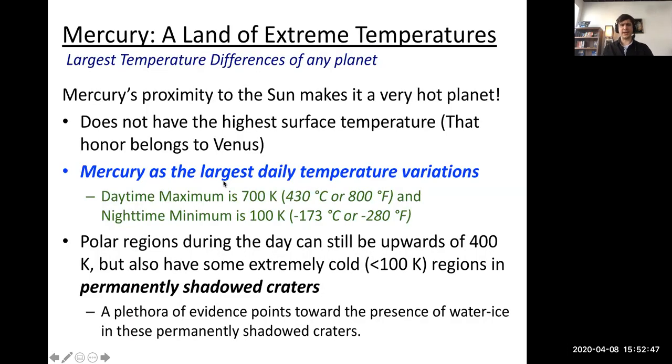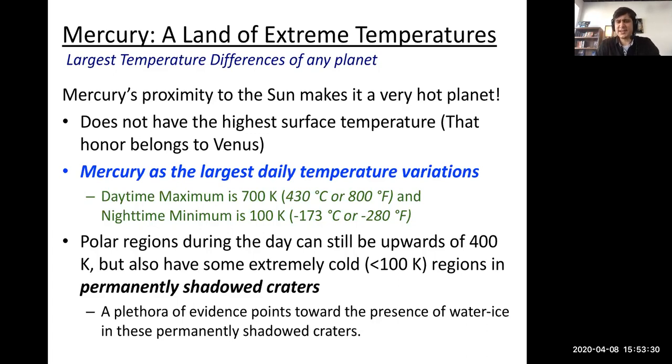Before we continue, one of the important global things about Mercury is that Mercury is a land of extreme temperatures. It is a very, very hot planet, given that it's the closest planet to the sun, a semi-major axis distance of 0.39 AU. It does not, however, have the highest surface temperature. That honor belongs to Venus. I'll explain why Venus has a higher surface temperature, yet is still further away from the sun, when we start talking about Venus in the next lecture module.